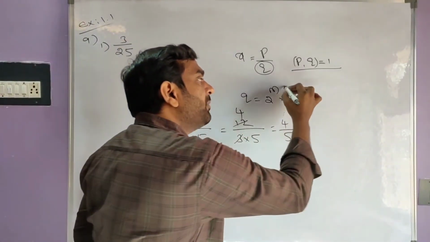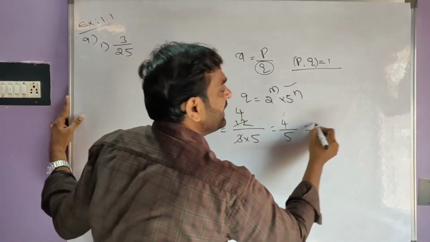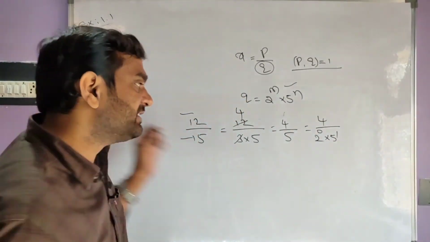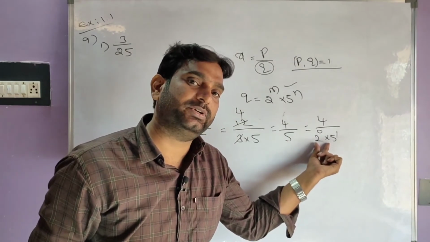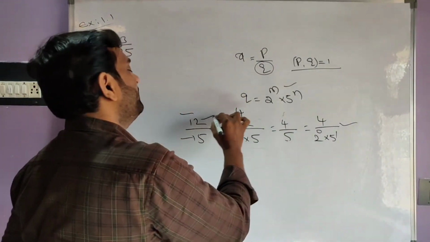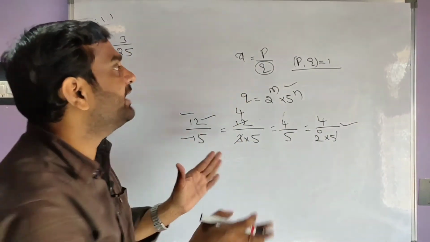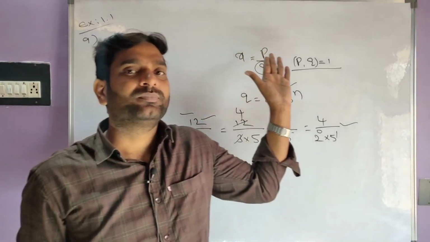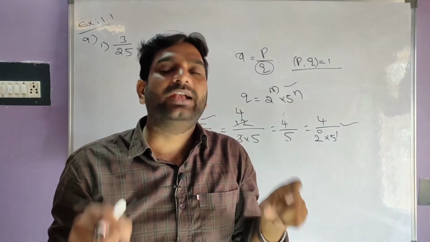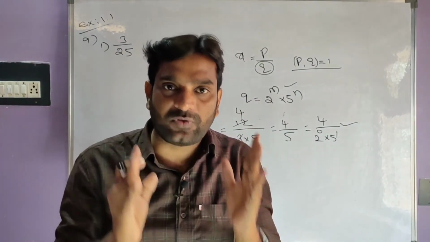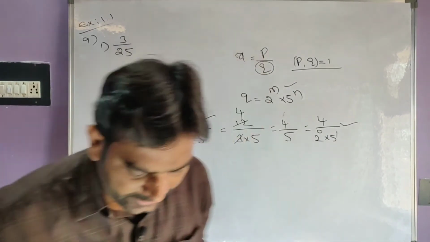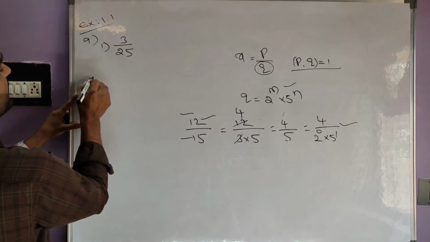Now tell me, is it in the form of 2 power m into 5 power n? Yes, because it can be written as 4 by 2 power 0 into 5 power 1. Absolutely. So now it is in the form of 2 power m into 5 power n, so it's a terminating decimal. 12 by 15 is a terminating decimal. So the condition is x is a rational number p by q, p comma q are co-primes, and if you write q in the form of 2 power m into 5 power n, then it's a terminating decimal.